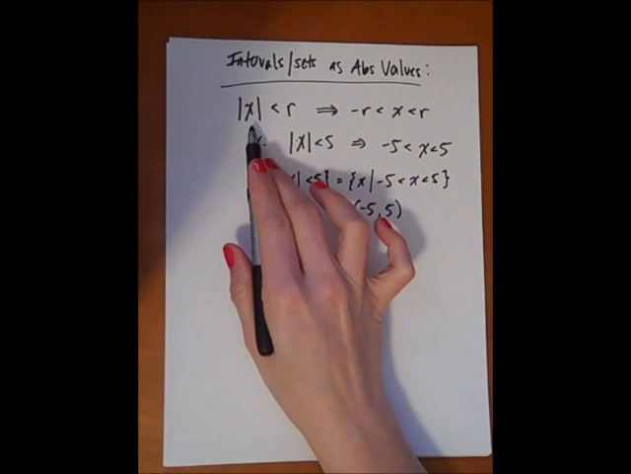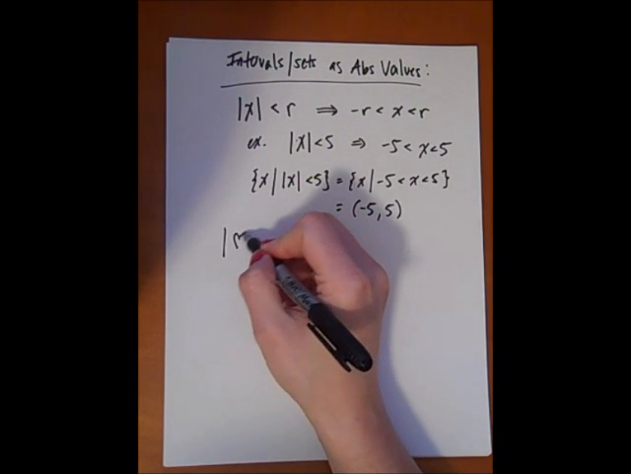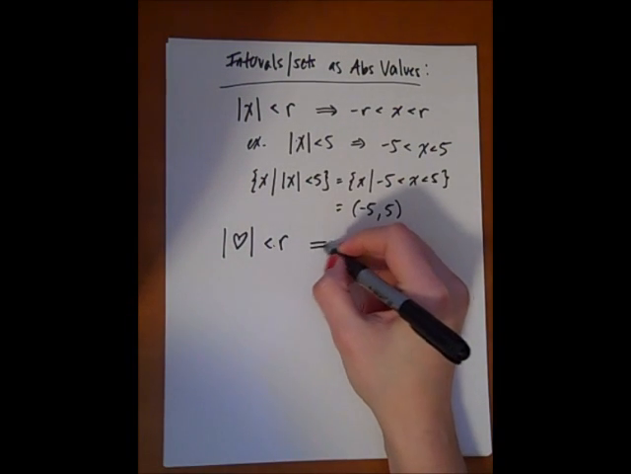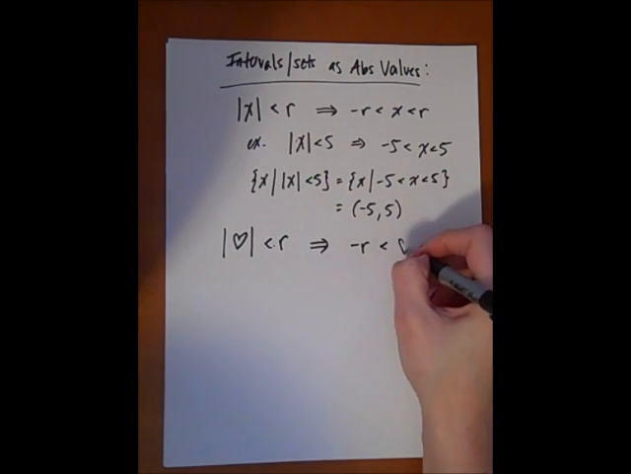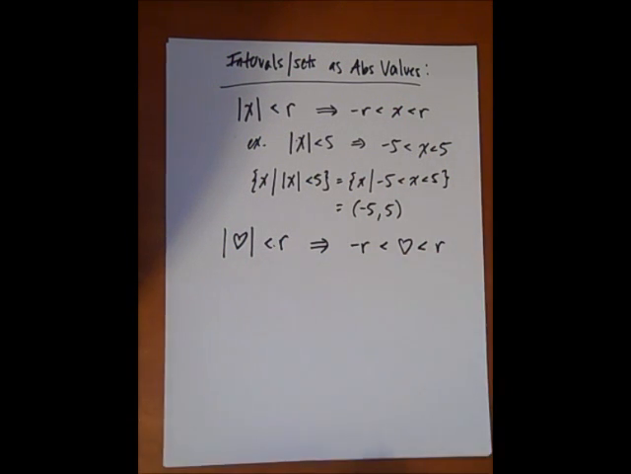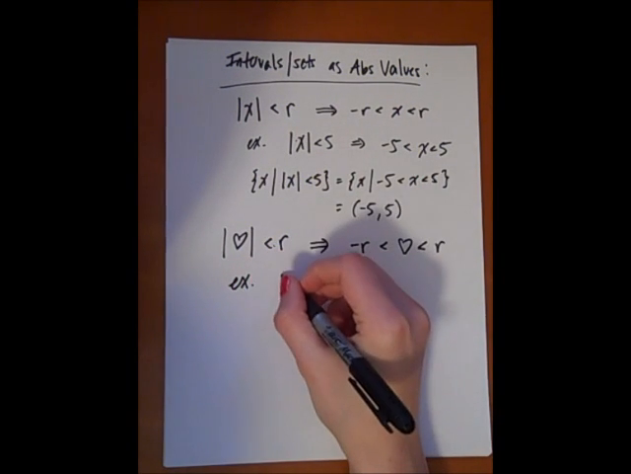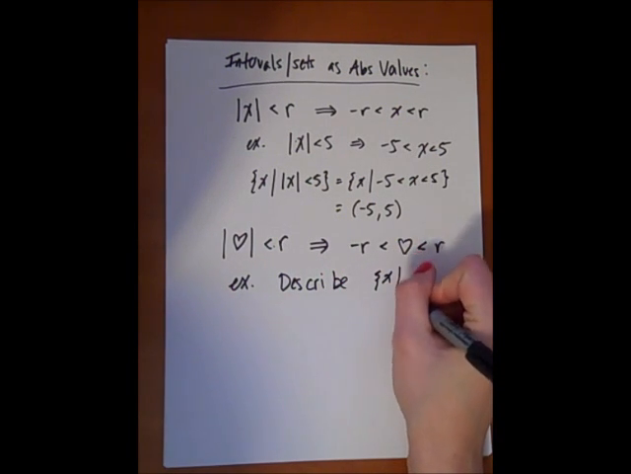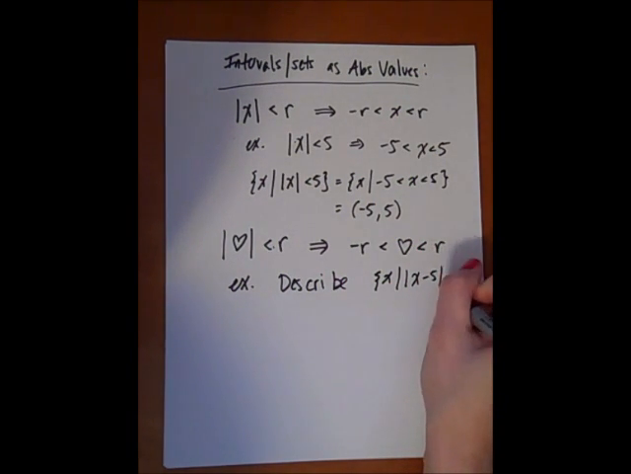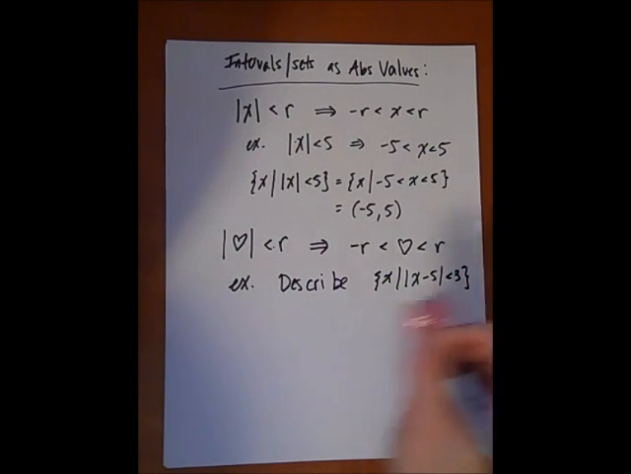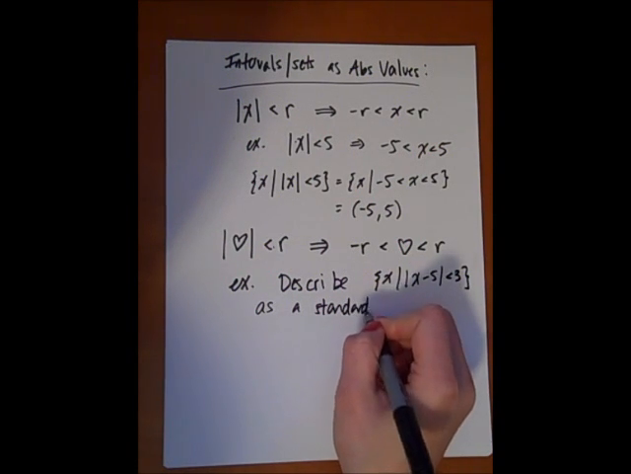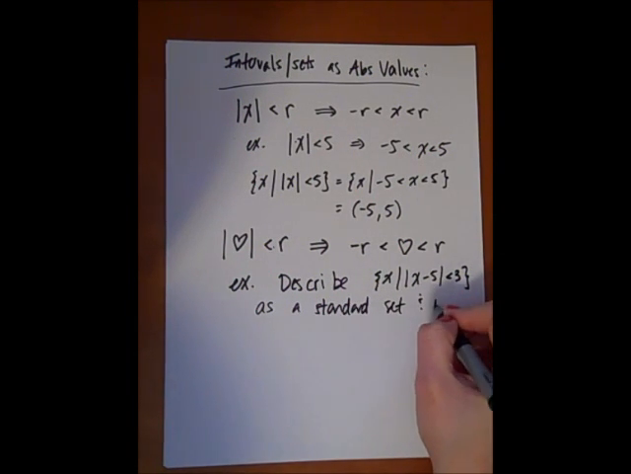In general, it doesn't just have to be a variable here. Seems silly. But to say that anything inside the absolute values is less than r, that's to say that whatever was in between them is bounded below by negative r and above by r. So for example, let's describe the set of all x such that the absolute value of x minus 5 is less than 3 as a standard set, so the stuff that we've been doing, and an interval.